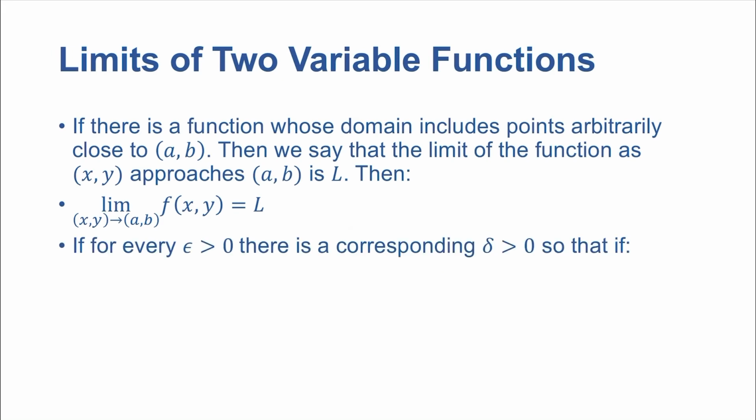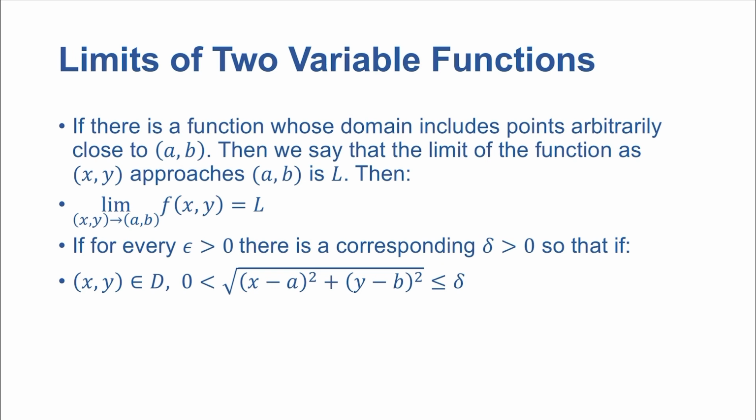And we define this more precisely by using an epsilon-delta definition, such that for every epsilon greater than 0, there's a corresponding delta greater than 0, so that if (x, y) is in the domain and 0 is less than the square root of (x minus a) squared plus (y minus b) squared, which is less than delta, then the magnitude of f(x, y) minus L is less than or equal to epsilon. Okay, so what do I mean by this?